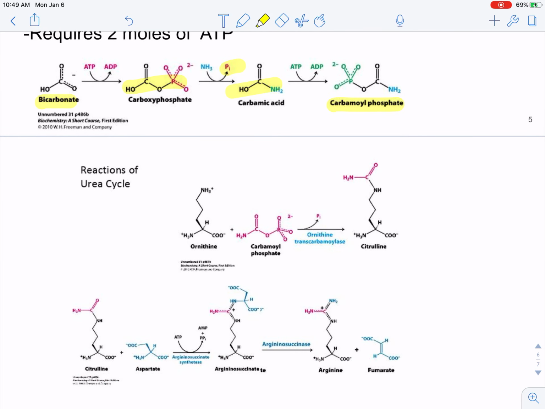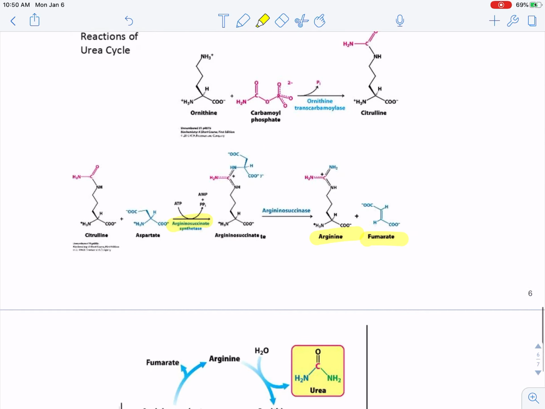All right. So once carbamoyl phosphate is formed, in the cytosol, it combines with ornithine to form citrulline, and then citrulline combines with aspartate, and this reaction is catalyzed by arginosuccinate synthetase. Again, it requires the use of ATP, with the subsequent formation of arginine here, and then we form the citric acid intermediate fumarate.